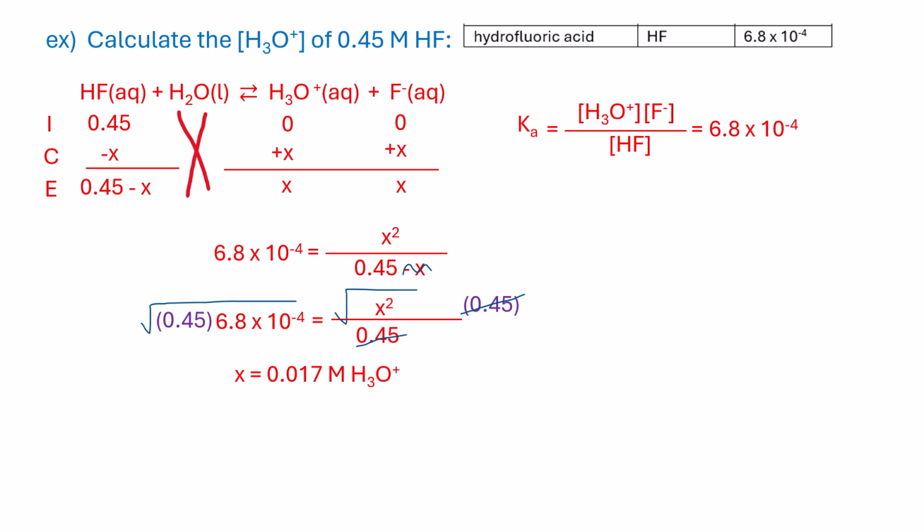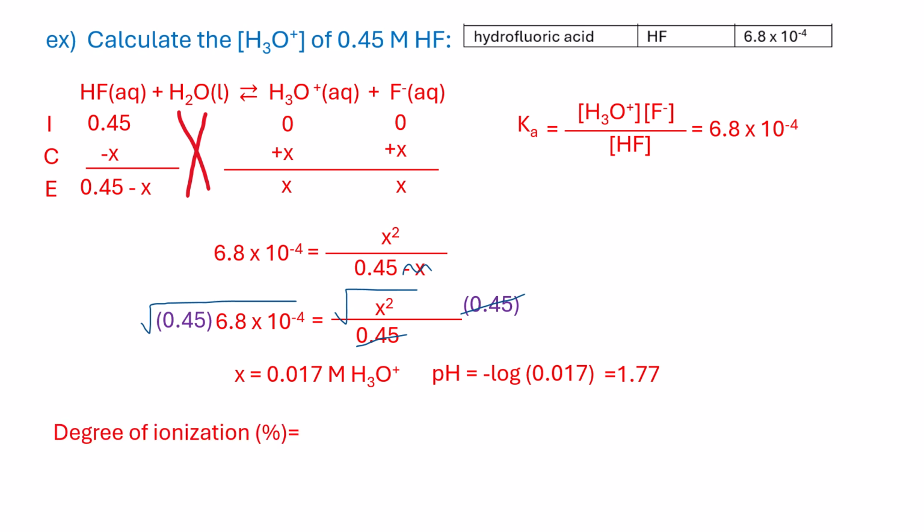Now that we have hydronium, the next question is, what is the pH? And that should be very straightforward, very easy. We know that pH is the negative log of hydronium, right? So it's just going to be the negative log of 0.017, which is what we just found. That was our x value. So that should end up being about 1.77.